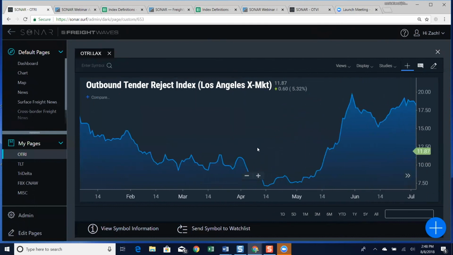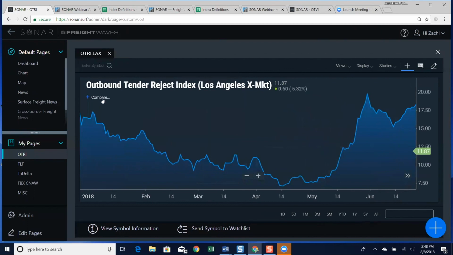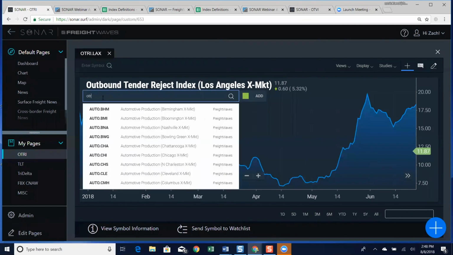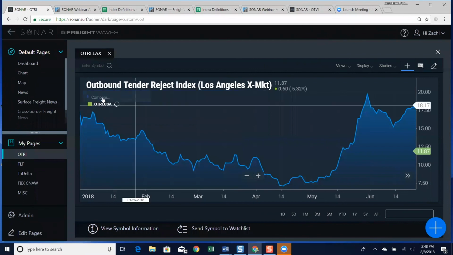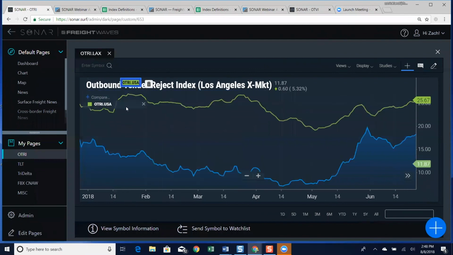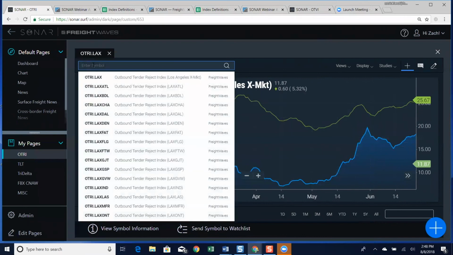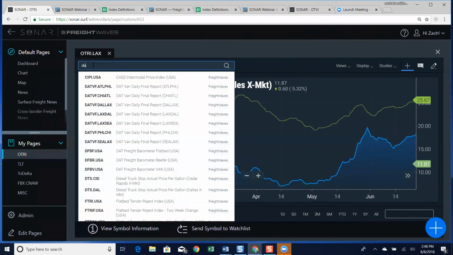So you see, I'm going to compare the LA market to the OTRI USA. You can see OTRI USA went up and stayed up, and the LA market slowly degraded until all of a sudden produce season and the port volumes picked up and sent them on their way. So again, the LA market acted a little different over the past year.